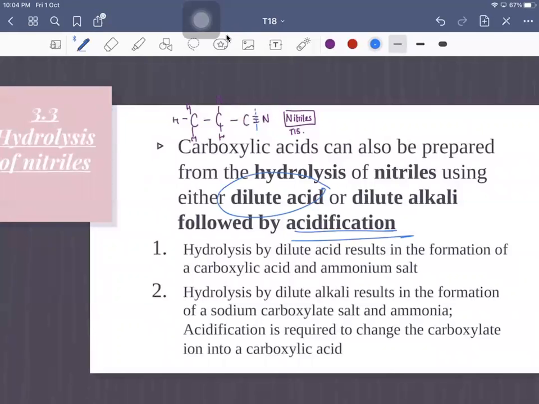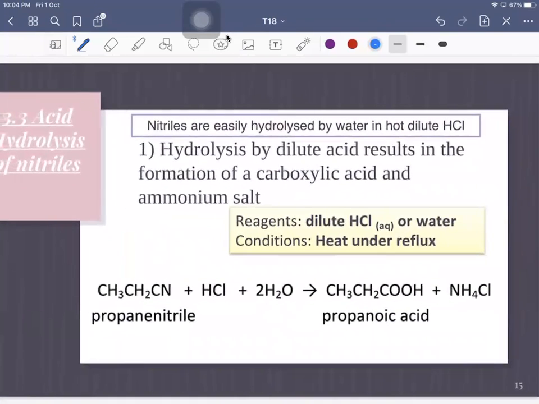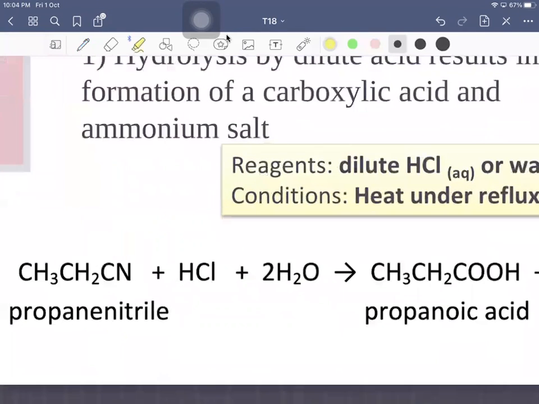Hydrolysis by dilute acids results in the formation of a carboxylic acid and ammonium salt. Okay, so don't worry about the ammonium salt. The most important thing that I want you to spot is that your CN, which is your nitrile, is called a propane nitrile because of the number of carbons, 1, 2, and 3 carbon. So it's a propane nitrile. You have water because it's hydrolysis, it's breaking of bond in the presence of water, and you have the acid. Okay, so that's just to support your hydrolysis.